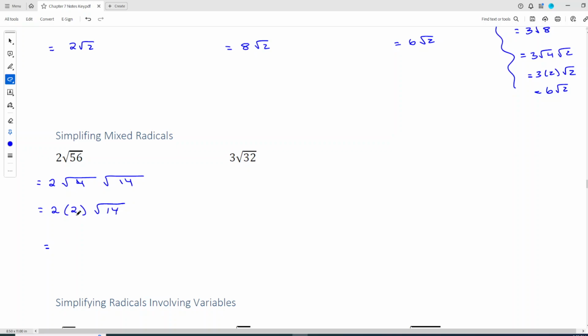And then you've got 2 times 2 times root 14. So you can multiply the 2 times 2 together to get 4. And then that's still multiplying by root 14, but you can't multiply them because they're not radicals. So try this one.